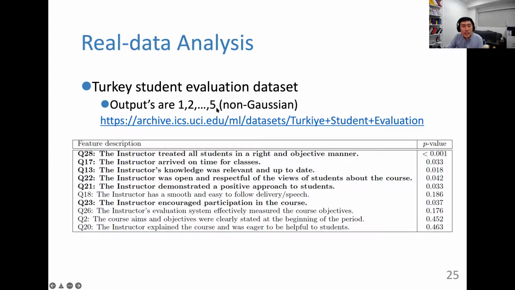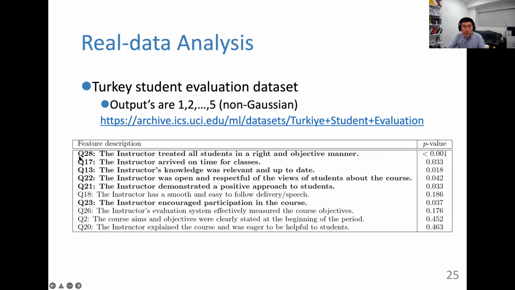But in our case, we first transform the input features and output based on the HSIC, and then we assume Gaussianity for the HSIC. So therefore, we can still do the testing. So this is the result.